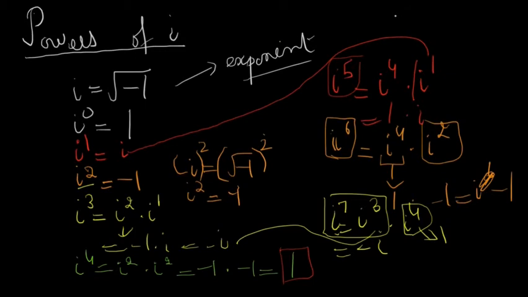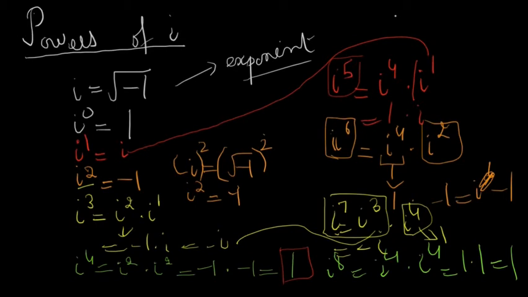And now i to the 8th power is going to be equal to i to the 4th times i to the 4th. And that's just going to be equal to 1, because both of them are equal to 1, so 1 times 1 equals 1.